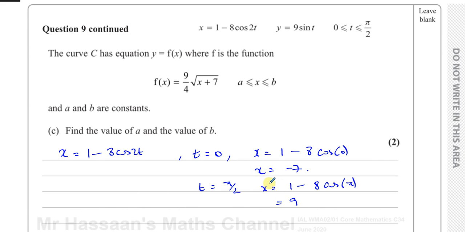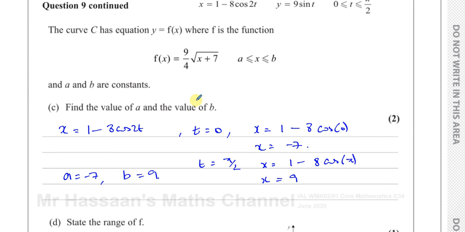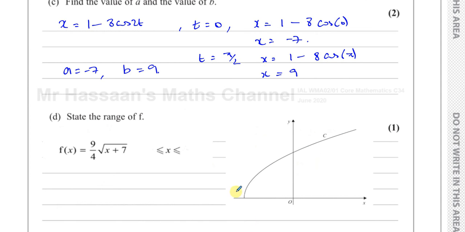So when t is 0, x is minus 7. When t is pi over 2, x is 9. So obviously the value of a must be negative 7, and the value of b must be 9. It's between those limits. Alright, so now we've got to state the range of the function f. Now we know that this is between minus 7 and 9. We just worked that out. So we've got to find the range.